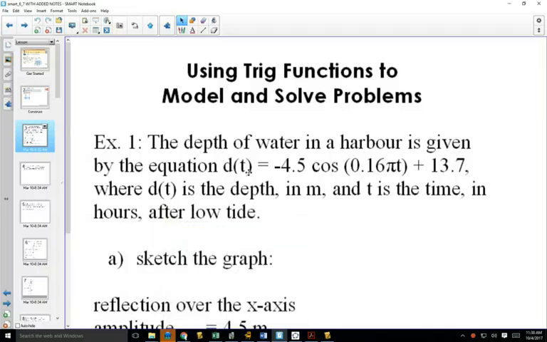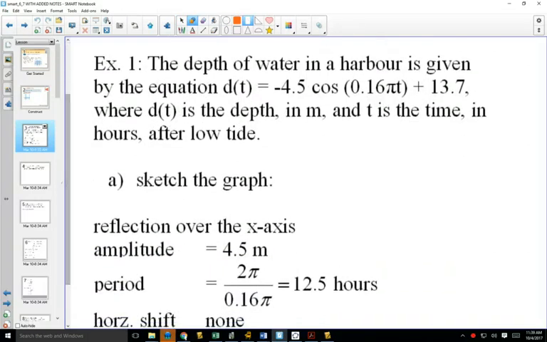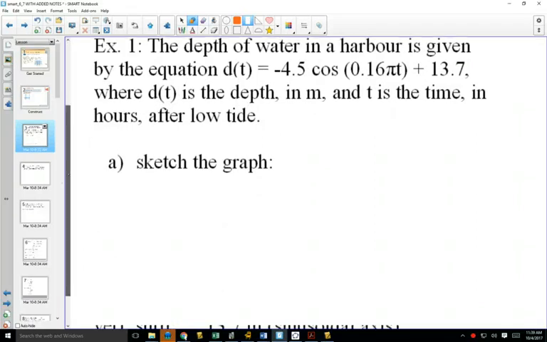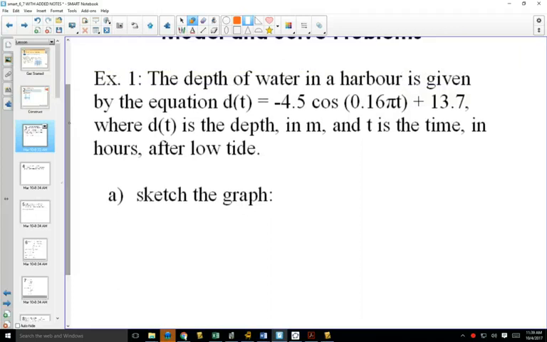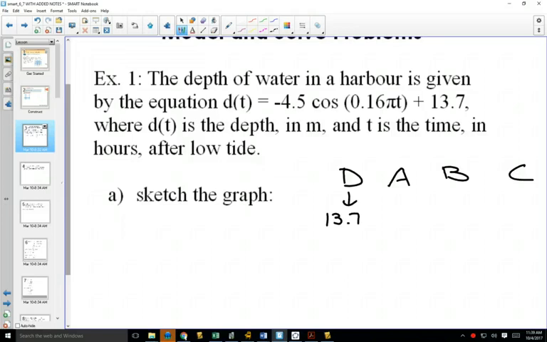So example 1 is the easiest type of word problem because you already have the equation. So when you're trying to draw this graph, we have the equation already. We're going to use DABC. If we're looking at DABC, what's your D value? 13.7. What's your A value?